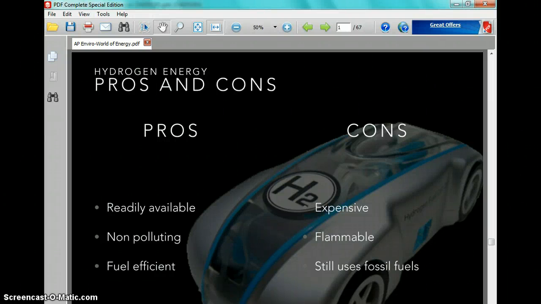Okay, just a quick wrap up of hydrogen energy that I talked about in the last video. More than pros and cons. Pros are it's readily available because hydrogen is very abundant, even though it's not by itself. Hydrogen is non-polluting and it is fuel efficient. Cons are it's expensive to get by itself. It's flammable, and in some cases, it still uses fossil fuels.